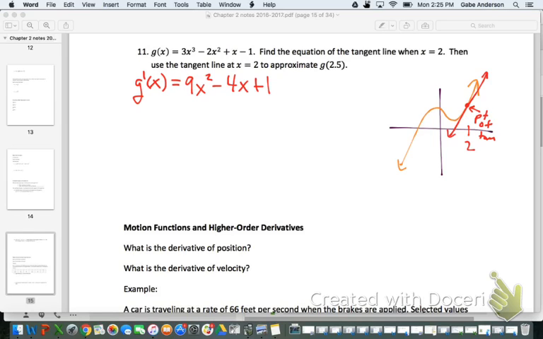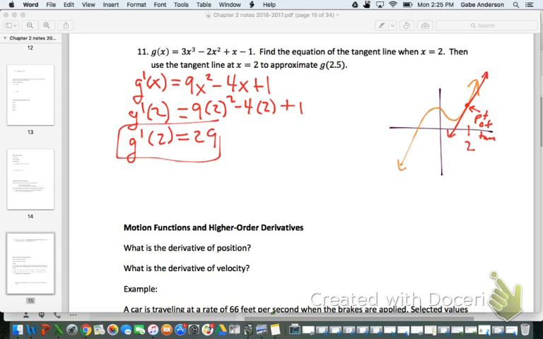But we're only interested in when x is equal to 2. Okay, so I'm going to then plug in a 2. So g prime of 2 is equal to 9 times 2 squared minus 4 times 2 plus 1. And that's 36 minus 8 plus 1, that's 29, right? So g prime of 2 is equal to 29. So this right here is the slope of the tangent line. And that is one key piece of information that we need. Does all that make sense to you guys?